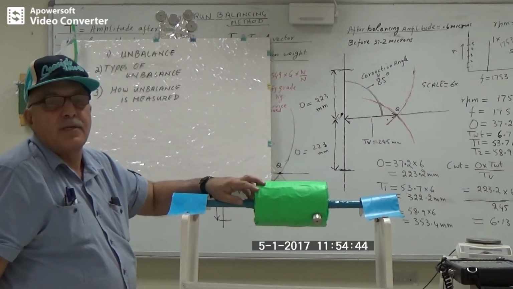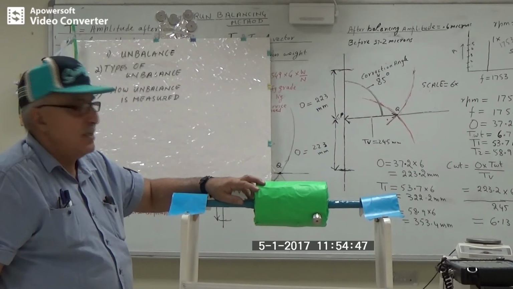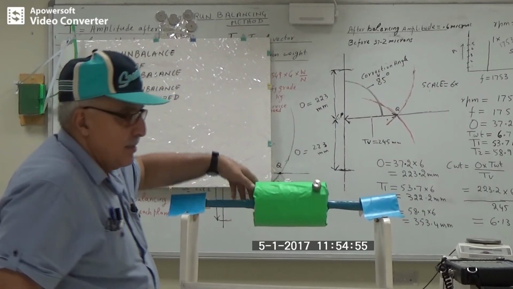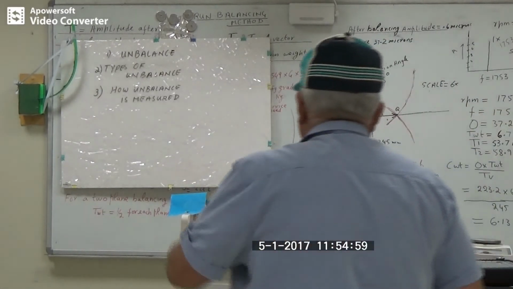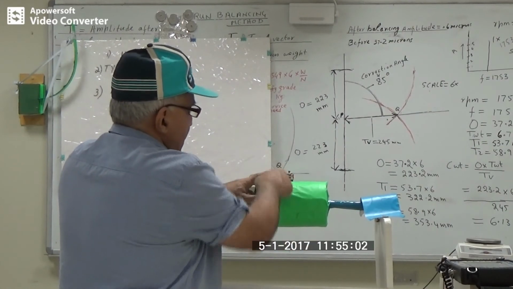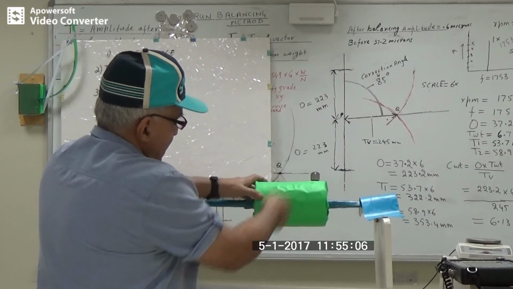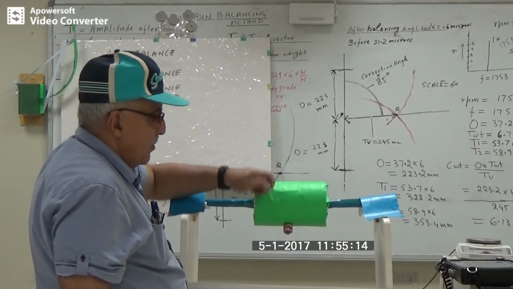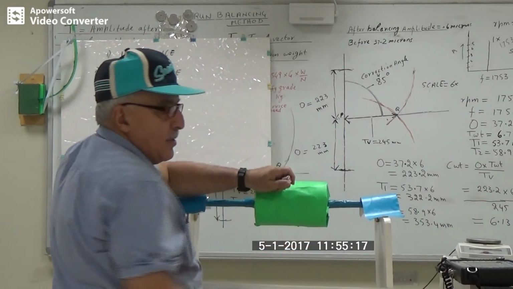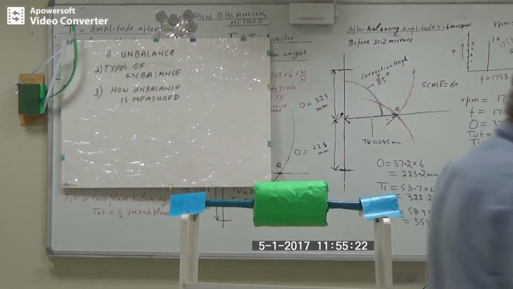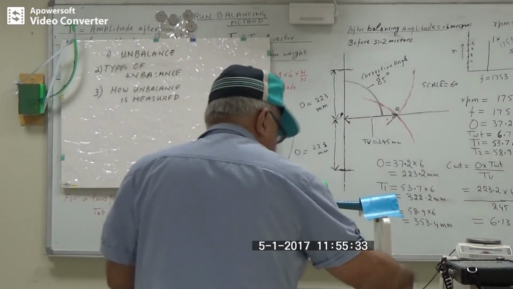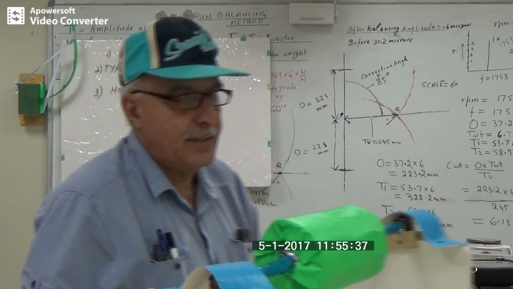Now, if these two weights are not equal or not opposite to each other, then it is called dynamic unbalance. Now it is a dynamic unbalance. Or you can see here, now this weight is different. This weight is not same as this, and there is another weight here. So this is called dynamic unbalance. Most of the time in the plant you will see dynamic unbalance. So that was all about couple and dynamic unbalance.